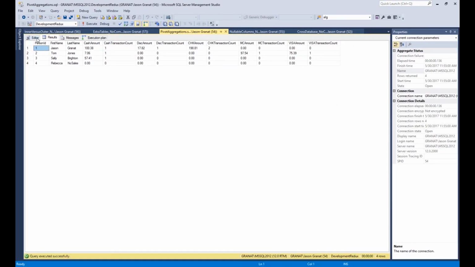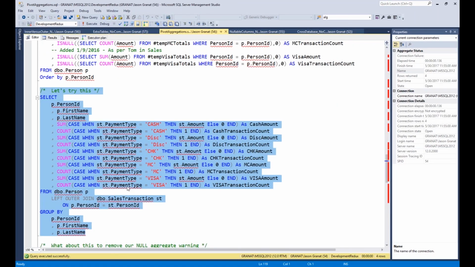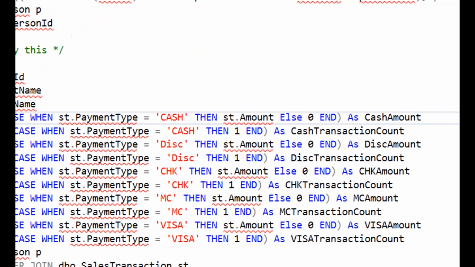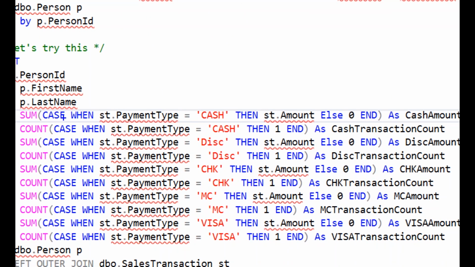for each one of these different categories. And I didn't go through and write that stuff into temp tables and then sum or count all of those temp tables. The one item that's important to note here is in my case statements, I'm not grouping on my payment type. I've got a group on my person ID, my first name, and my last name. And because the payment type is found inside of our aggregate, we don't need to group on that.